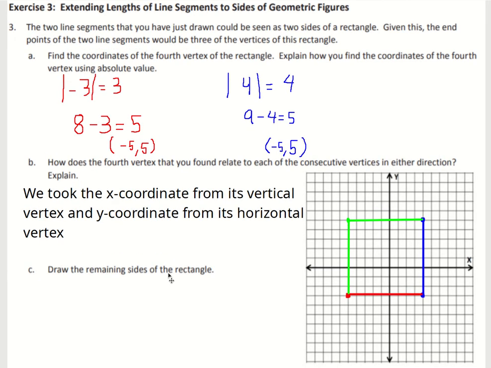It says to draw the remaining sides of the rectangle. Well, we kind of already did that.